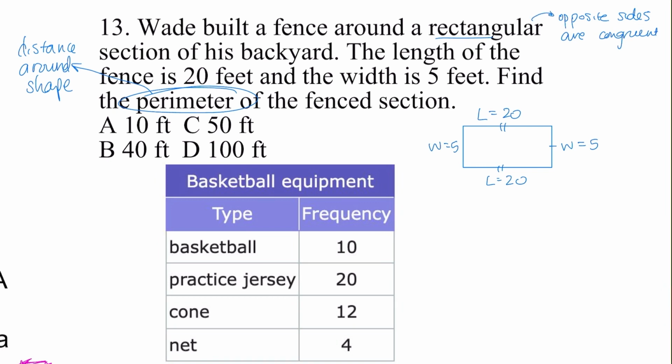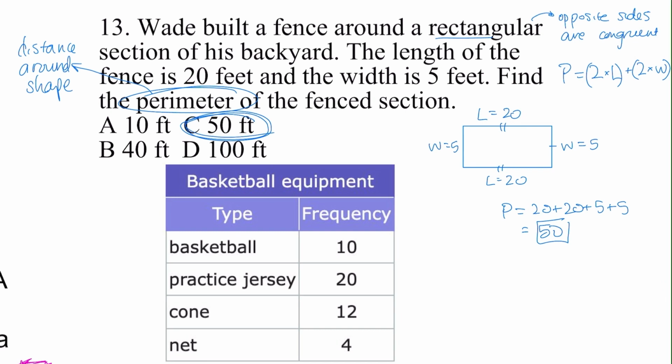So in this case, we could just add everything around, and the perimeter will be 20 plus 20 plus 5 plus 5. You can also use a formula for perimeter. That's 2 times the length plus 2 times the width. Either way, you'll get 50 for the perimeter. That will be choice C.